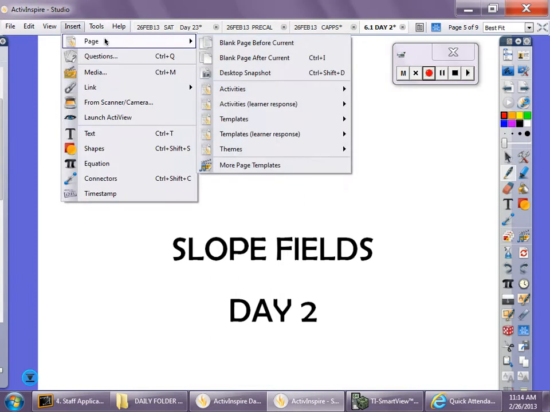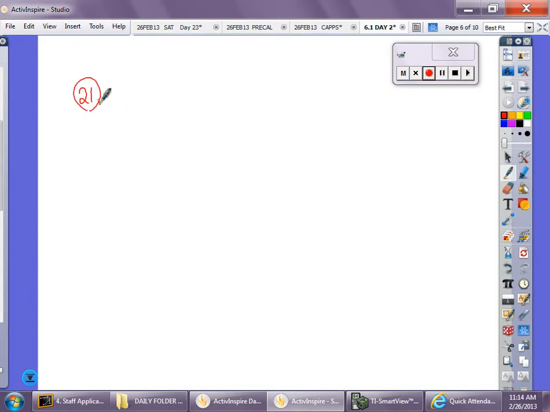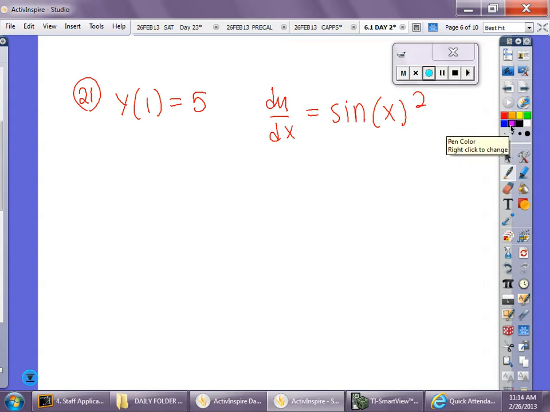So I'm going to actually take number 21, I think. It gave you y of 1 equals 5. It gave you that dy dx is equal to sine of x squared. And I'm actually going to restate the question. I'm going to say, without evaluating it, well, let's actually call this the velocity. Let's call this the position. Okay? And I want you to find the position at a new number, 100.